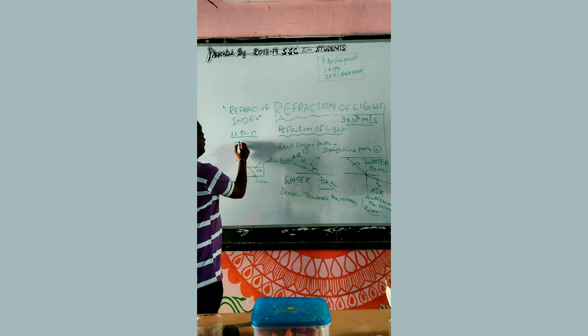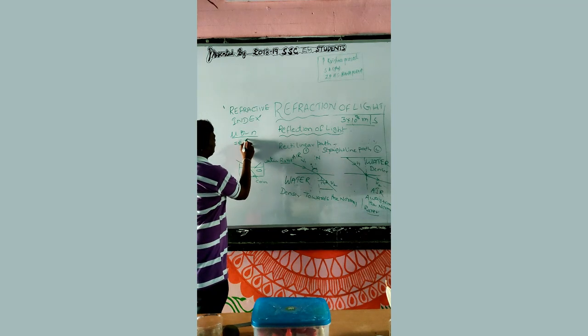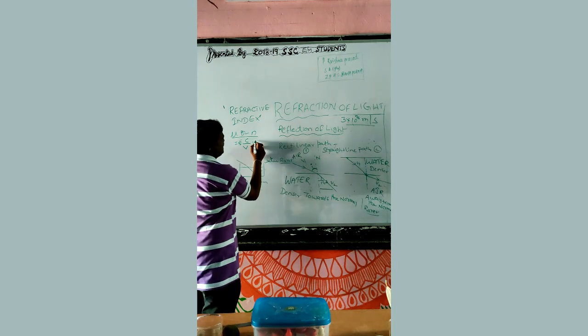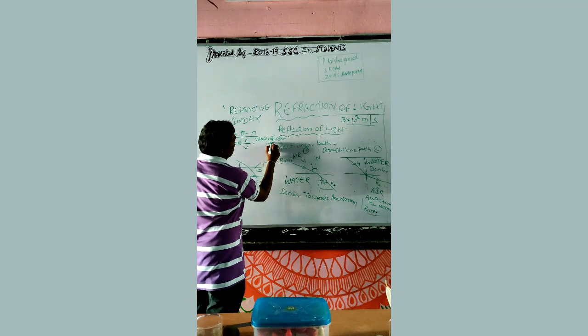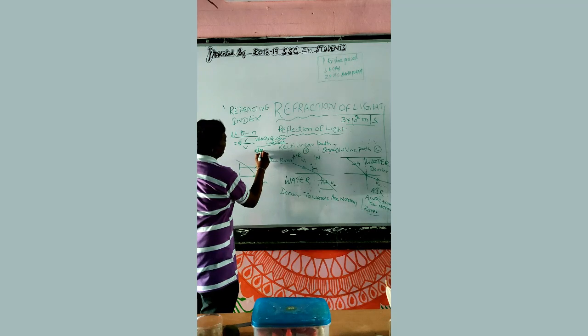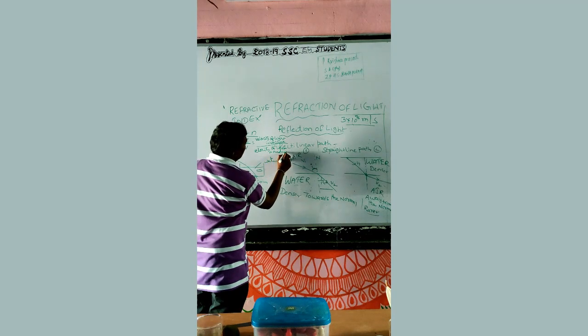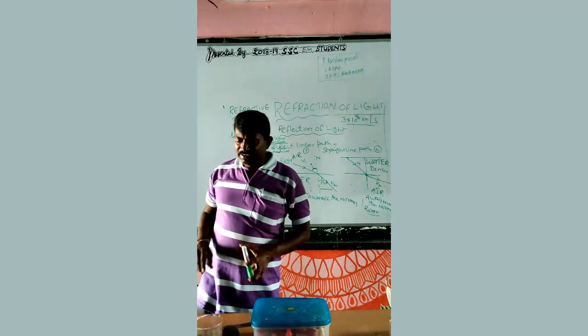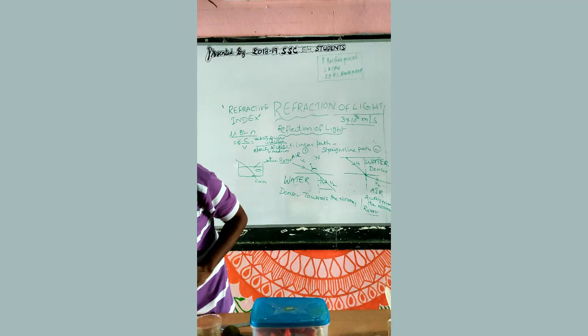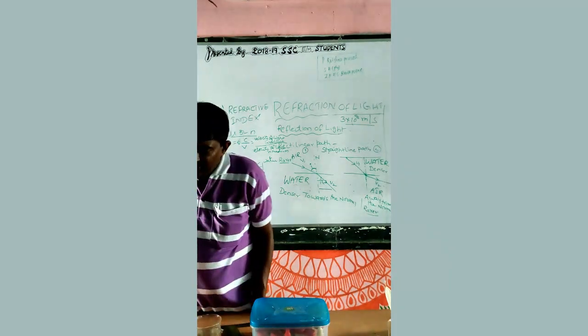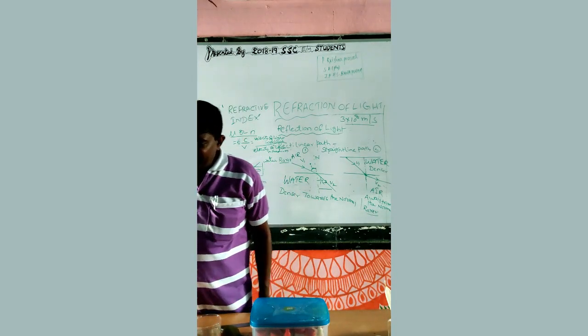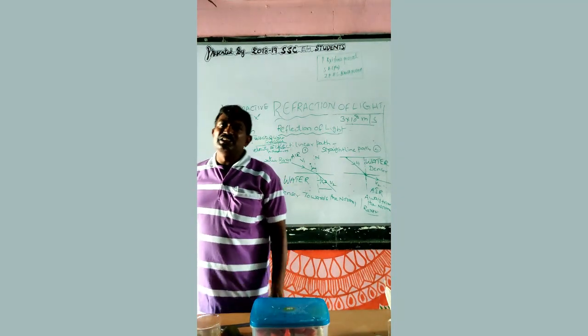What is refractive index? n is equal to c by v, that is equal to the velocity of light in vacuum or air divided by the velocity of light in the medium. This value is known as refractive index. Different mediums have different refractive indices. Air has 1.003, water has 1.33, kerosene has 1.44. All these values are available in your textbook.